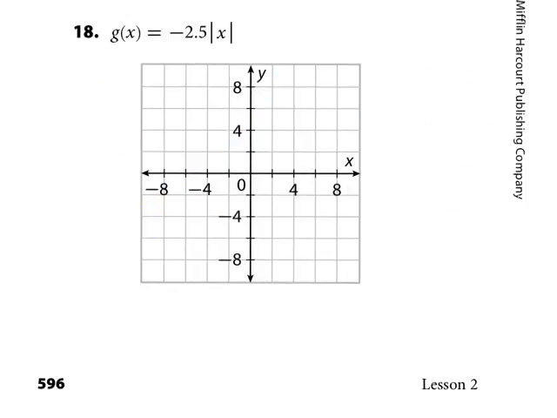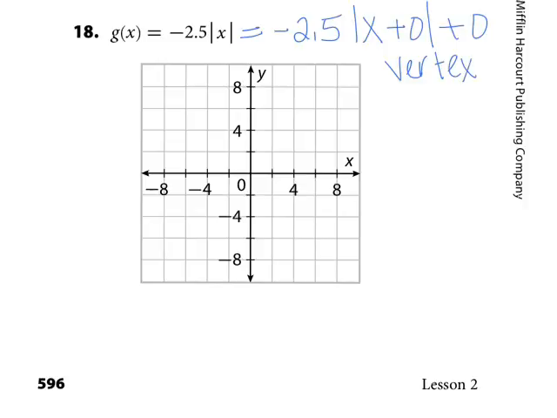Okay, I'm going to do number 18 with you next. I need to talk about the vertex first, so I'm going to try and help you rewrite this. So this will rewrite into negative 2.5 and absolute value of x plus nothing plus nothing. So my vertex is going to be 0, 0. Okay, pretty much that's it. So my vertex is here. There's my vertex.